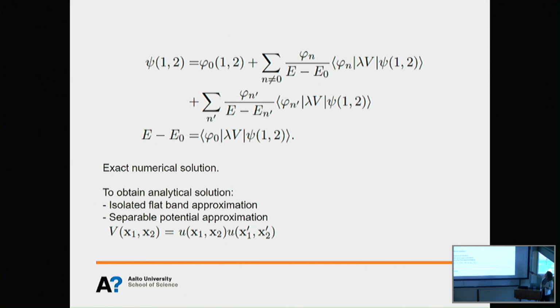So let's look at this, and this is the solution. And here, this is the thing that is different now. I mean, this is a typical form for the scattering problem. But here at flat band, this is the flat band contribution, all energies are the same. So that's the different thing. And this can be solved, of course, exactly numerically, we have done it. But to obtain an analytic solution, we take the isolated flat band approximation, so we neglect this one, and we use this separable potential approximation, which is often used and which is kind of okay for contact interaction.